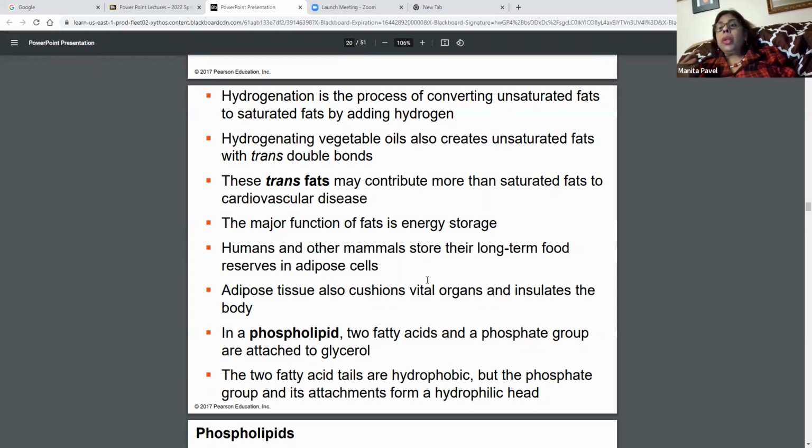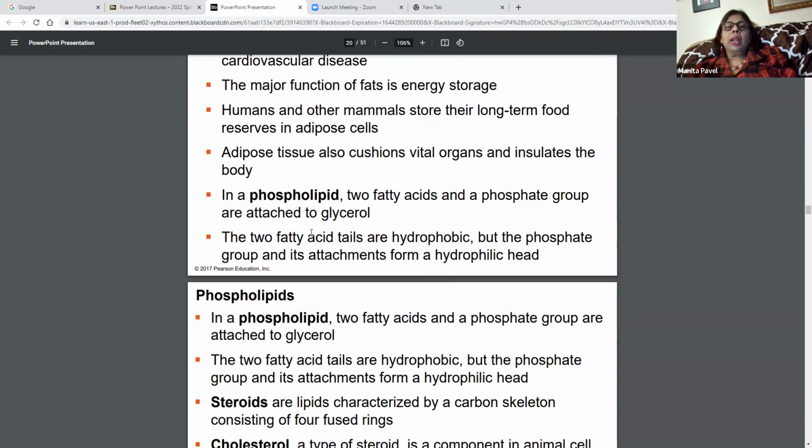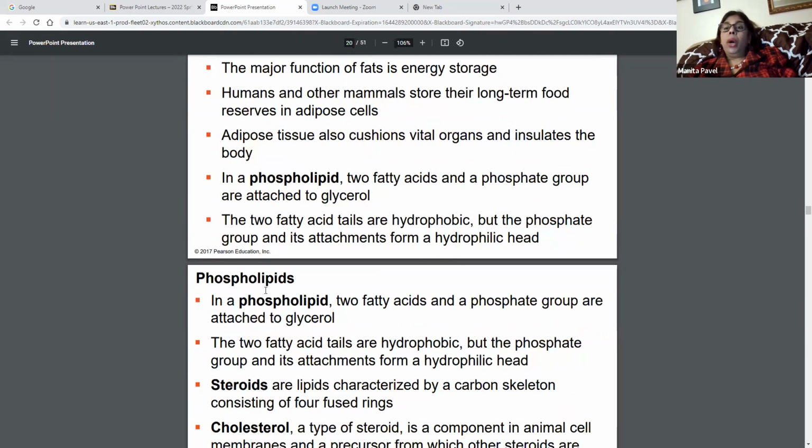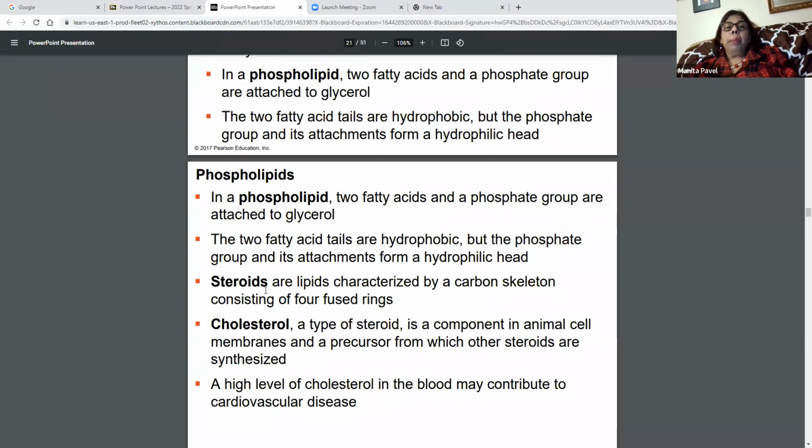Now, there are three classes of lipids and fats. One, phospholipids; two, steroids; and the third, I like to put in the words oils, fats, and waxes. So we're looking at each one. Let's look at phospholipids. Now, what does a phospholipid consist of? It's a group of lipids and fats.